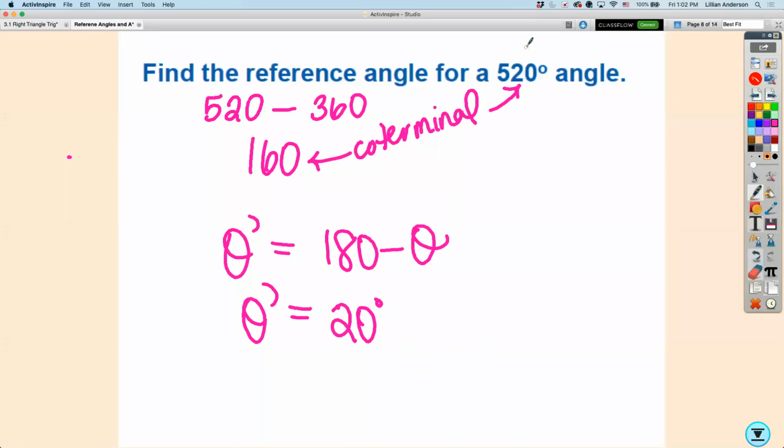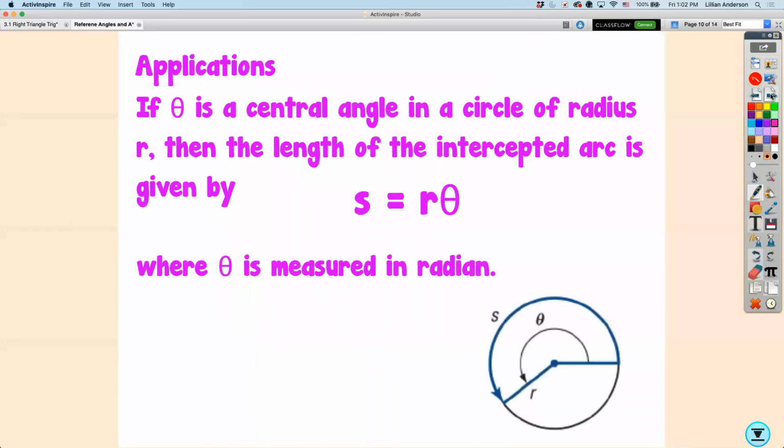If there are no questions, then we're going to wrap it up with applications. Inside of your packet is the paper that says applications on the side, finishing it up with arc length and sector area.